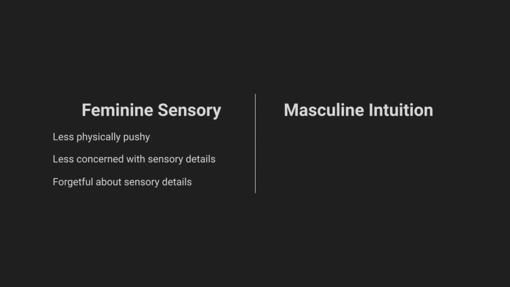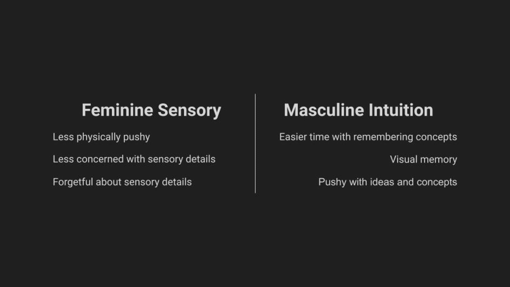In the other case, you have feminine sensory and masculine intuition. You're literally less pushy with physical things and less concerned with sensory specifics. You can also be more forgetful about sensory details. Conversely, you have an easier time remembering concepts and ideas. You tend to have a visual memory and you tend to push with ideas and concepts.